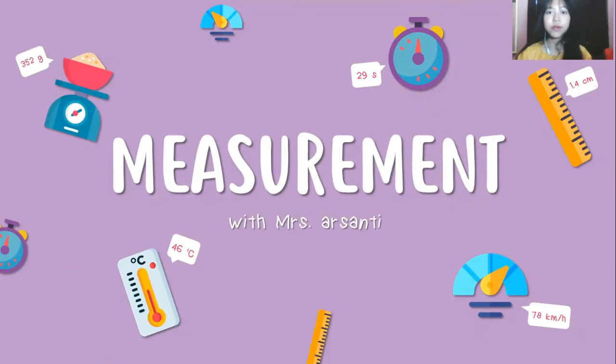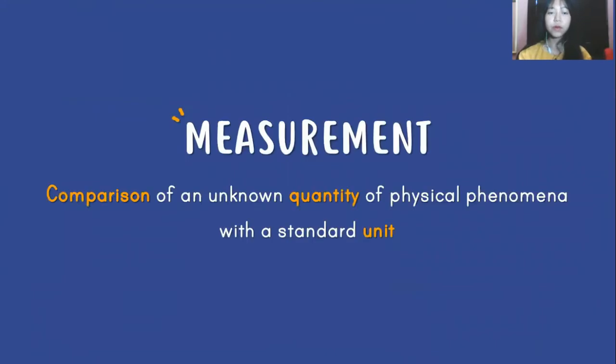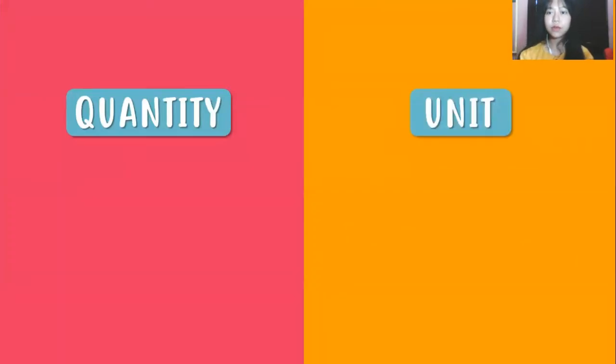So let's start with the definition of measurement. Measurement is a comparison of an unknown quantity or physical phenomena with a standard unit. Now we have to highlight two things. The first one is quantity and the second one is unit. What is unit and what is quantity? Quantity is a property that is being measured, or the thing that we are going to measure.